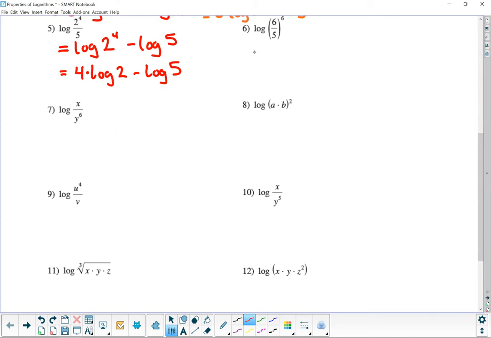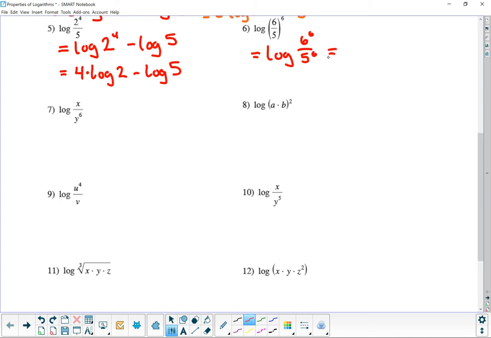Okay, number 6, and again, it's the same idea. I'm going to go ahead and distribute that, not really distribute, but I'm going to say this 6 right here kind of distributes into the 6 and into the 5. All right, so that's not really a distributive property, but I'm going to say it distributes. So we'll rewrite it as log 6 to the 6th power over 5 to the 6th power.